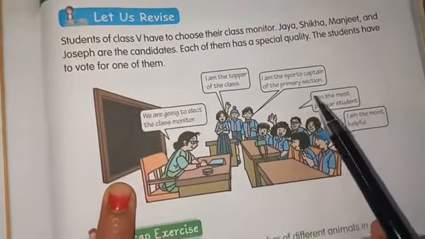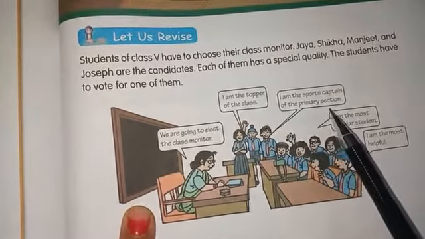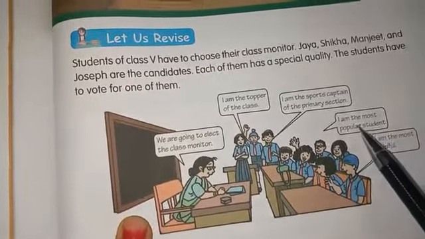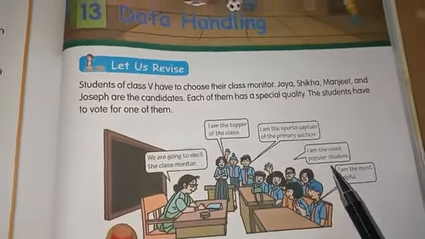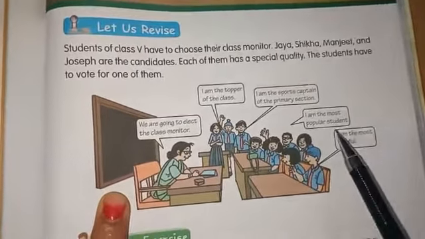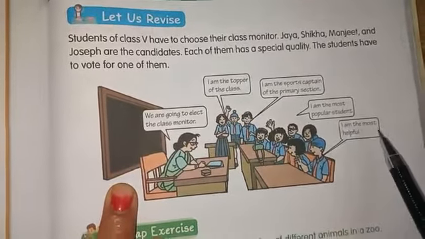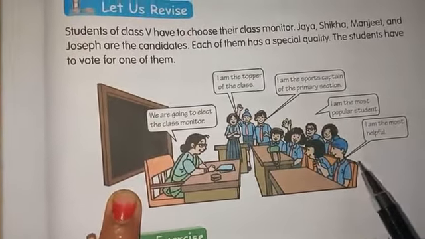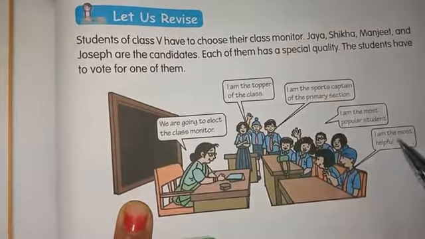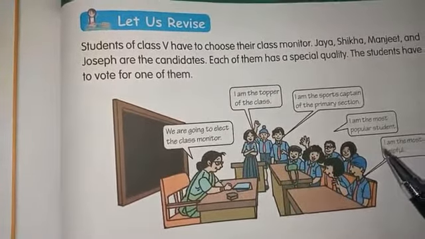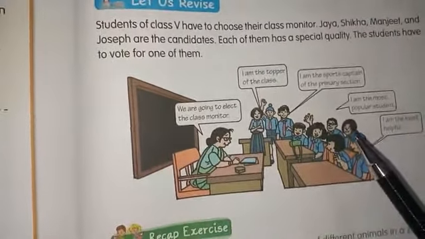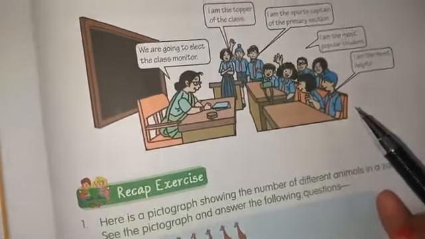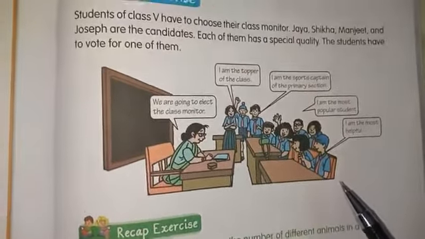Ye apni quality bata raha hai ki I am the sport captain, games ka captain hoon. I am the most popular student. He is saying that I am the most popular, ki main sabse zyada popular hoon. And this one is saying that I am the most helpful, ye keh raha hai ki main sabse zyada helpful hoon. So all have their special quality. So now the class will elect who will be the monitor. So this collection, where we collect the information, is known as data. So now first of all, the recap exercise is there.